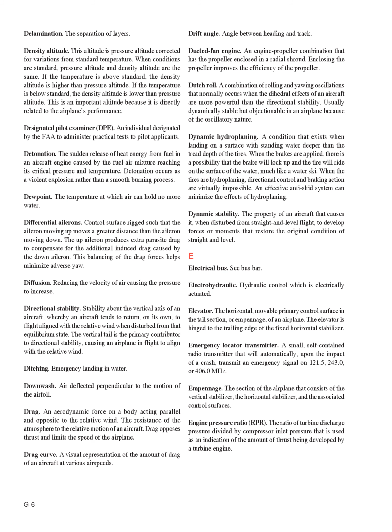Directional stability. Stability about the vertical axis of an aircraft, whereby an aircraft tends to return, on its own, to flight aligned with the relative wind when disturbed from that equilibrium state. The vertical tail is the primary contributor to directional stability, causing an airplane in flight to align with the relative wind. Ditching. Emergency landing in water.